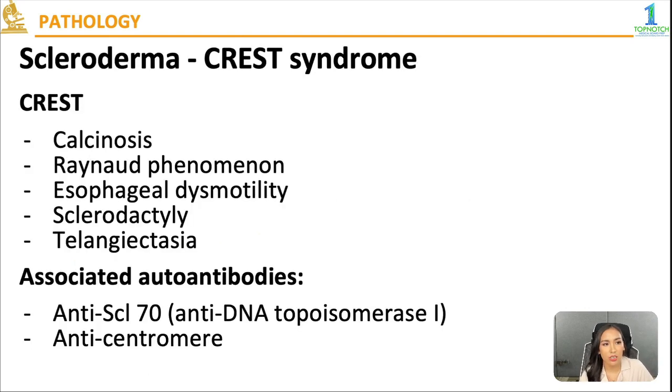So, let's discuss scleroderma, particularly the CREST syndrome. It presents with calcinosis, Raynaud phenomenon, esophageal dysmotility, sclerodactyly, and telangiectasia, and it's associated with the following autoantibodies: anti-scleroderma 70, which is also called the anti-DNA topoisomerase 1, and it's also associated with the anti-centromere antibody.